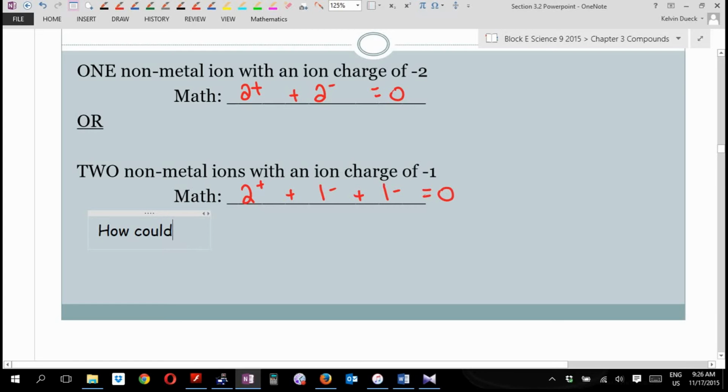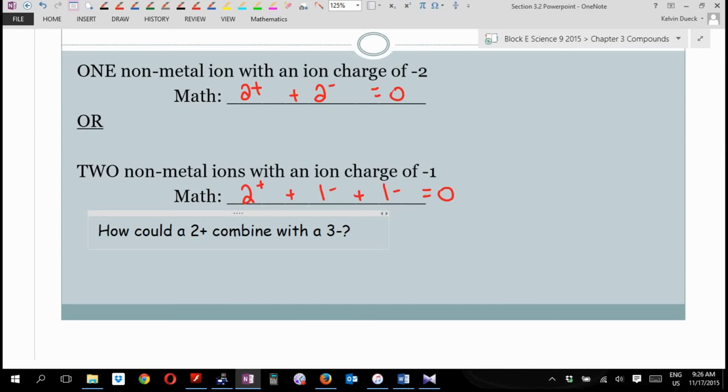This is just for you to think about. You don't need to write this down. How could 2+ combine with a 3-? How can you get those to cancel? How many positives will you really need grand total? 6. How many negatives will you really need grand total? 6. So you'd need 3 of the 2+ and 2 of the 3-. So a little bit of arithmetic still, but it can be done.